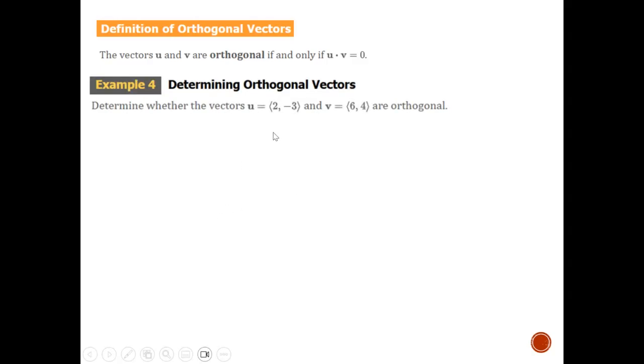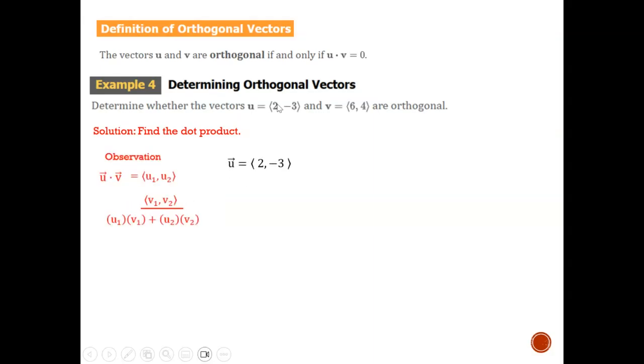Example, determine orthogonal vectors. Determine whether the vectors u, which is component 2, -3, and vector v, components 6, 4, are orthogonal. Right, find the dot product. So again, I'm going to use the observation. So vector u, we put it first, and then vector v, we put it underneath it. Now comes the dot product, which will be 2 times 6.